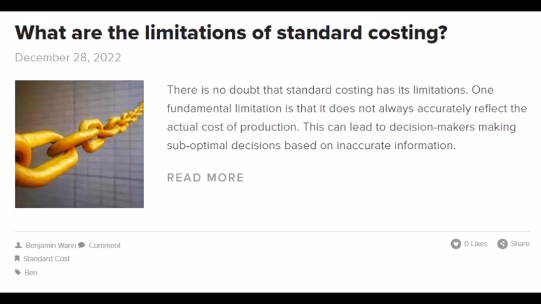Additionally, standard costs can only provide a snapshot of performance at a specific point in time. To truly understand how a business is performing, it is necessary to analyze standard costs over time and other factors. Only then can standard costs be used effectively to improve performance.